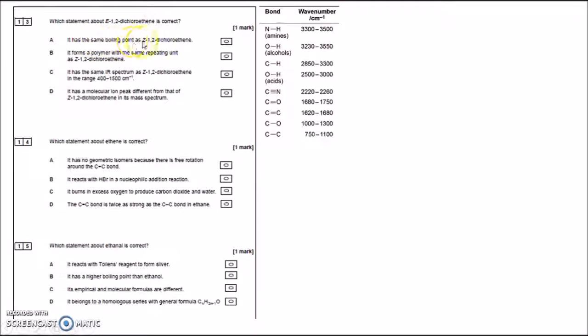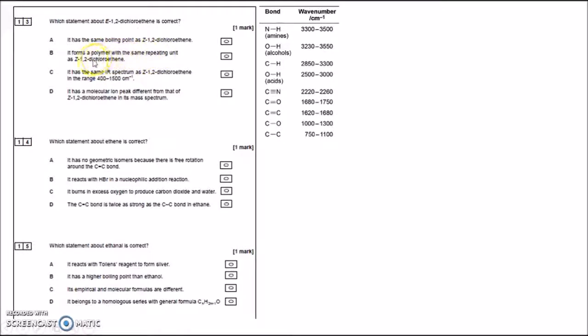So, it has the same boiling point as Z. E and Z, do they have the same boiling points? Do the positions of the Cl being either up or down affect the boiling point? Well, yes, they do, because a C to Cl bond is polar. It's got a delta plus and a delta minus, and if both of those polar bonds are on one side of the double bond, it will affect the dipole-dipole attractions, the intermolecular forces between the molecules, and it will affect the boiling points. So E and Z will not have the same boiling points.